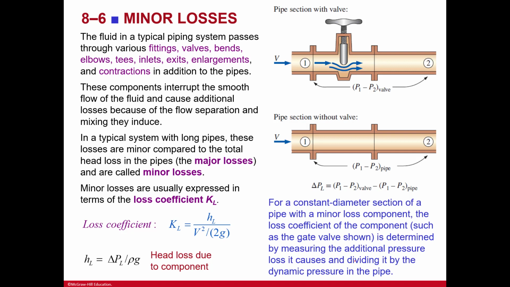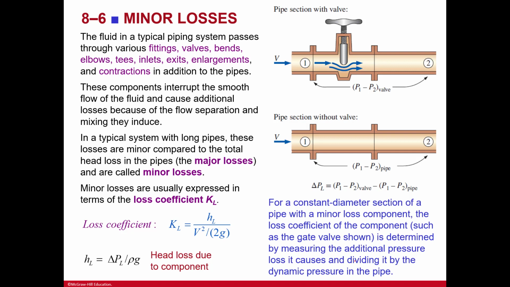So minor losses: a fluid in a typical piping system passes through fittings, valves, bends, lots of things, inlets, outlets, elbows, tees, connections, things like that. These components interrupt the smooth flow and cause additional losses. Flow separation and mixing they induce, friction, heat loss, leaks, all kinds of things.